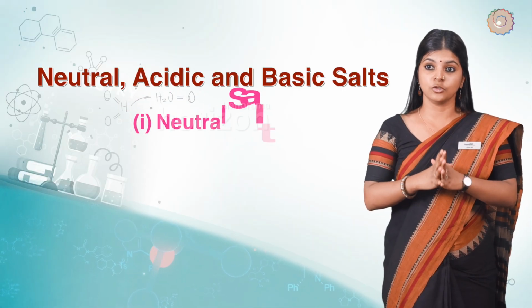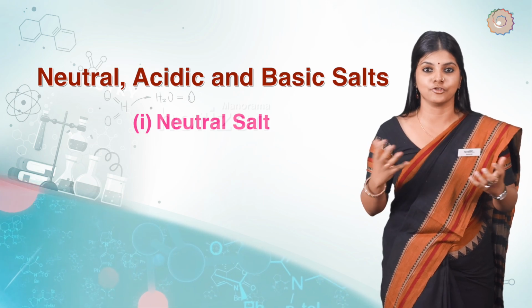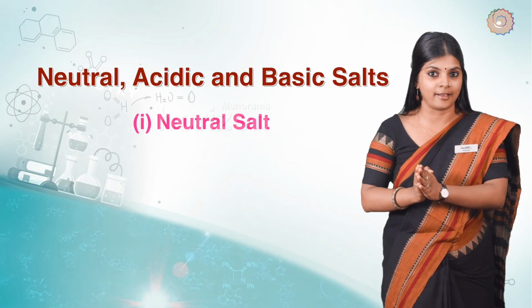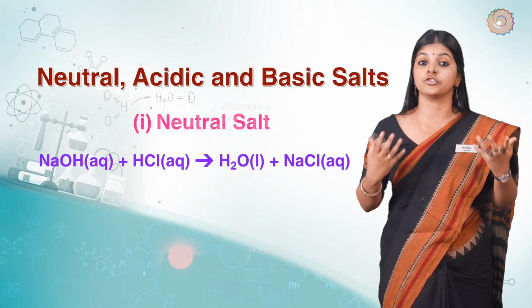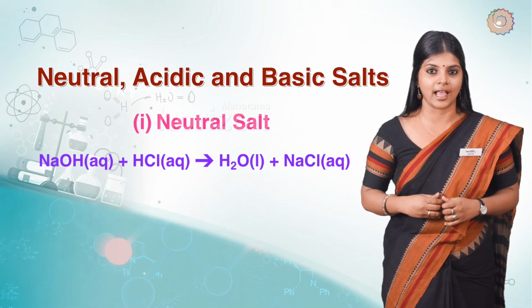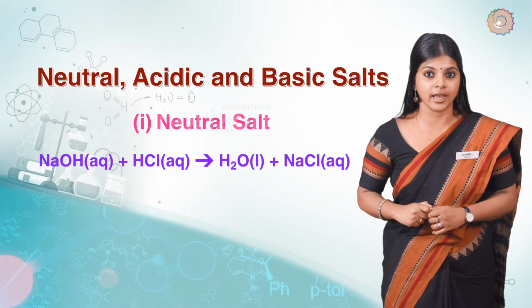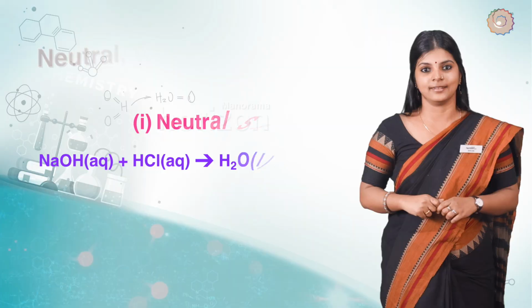Neutral salts are salts which are produced by the reaction between a strong acid and a strong base. So the pH of such salts is going to be close to 7, that is neutral. For example, let's take sodium hydroxide, which is a strong base, reacting with a strong acid like HCl, and the salt produced there is sodium chloride, which is a neutral salt having a pH close to 7.